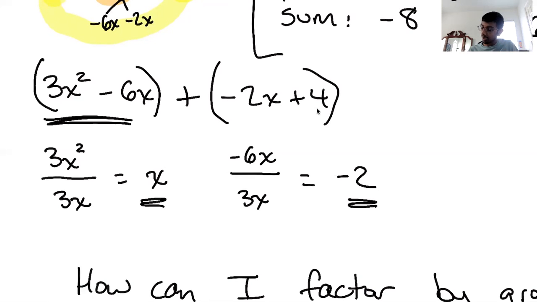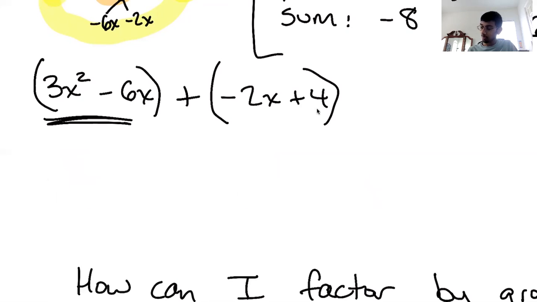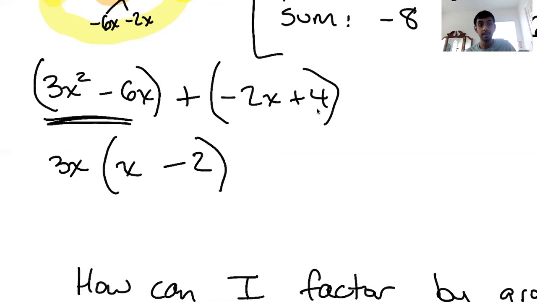So now that we know that, we're going to write 3x on the outside of the parentheses. And then on the inside of the parentheses, we'll put x, because that's what remains, as I just showed you, minus, and we'll divide again, negative 6x over 3x, which is just going to be 2. Okay, we'll put our plus sign. And then we'll do the next part.